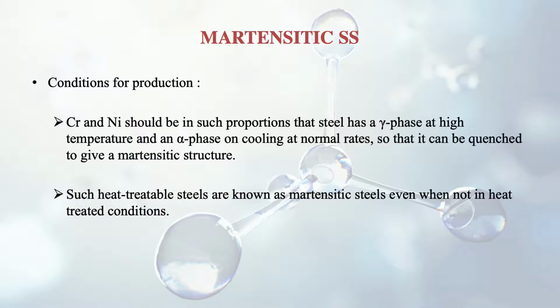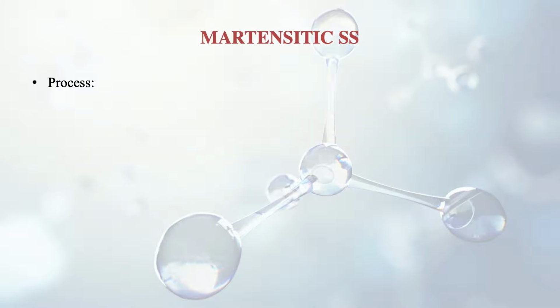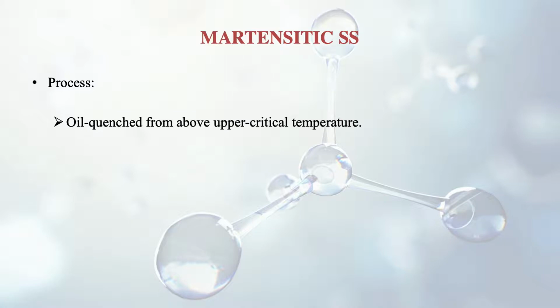Such heat treatable steels are known as martensitic steels even when not in the heat treated condition. And the process for this is that it will be oil quenched from above the upper critical temperature. So 900 degrees centigrade again, and there will be oil quenching, not water quenching. Now the types of this martensitic stainless steel and its applications.